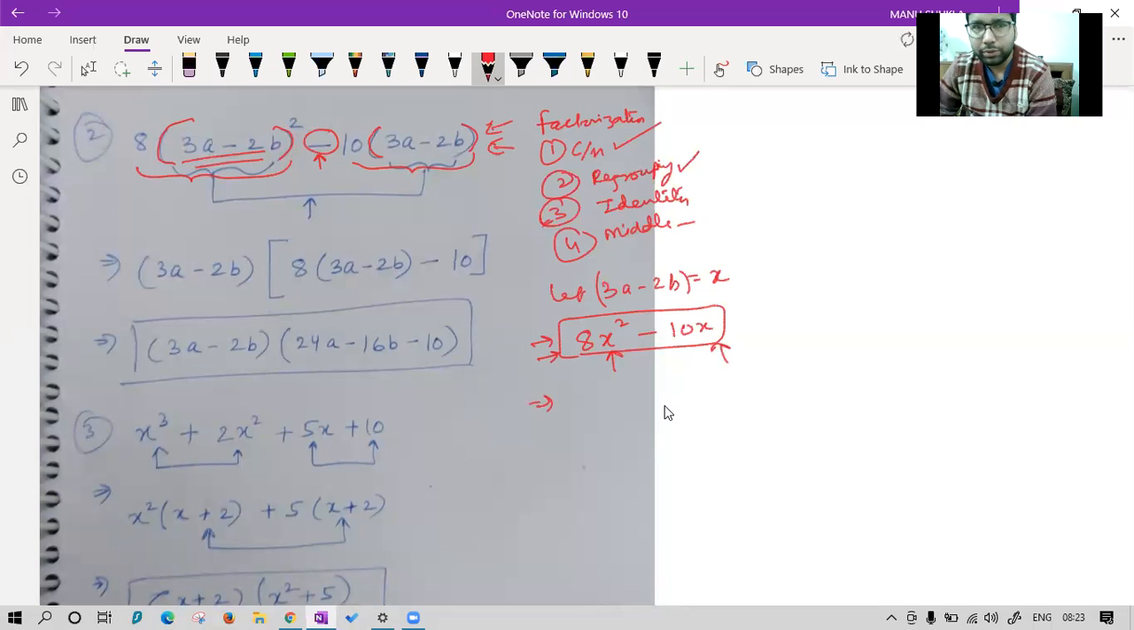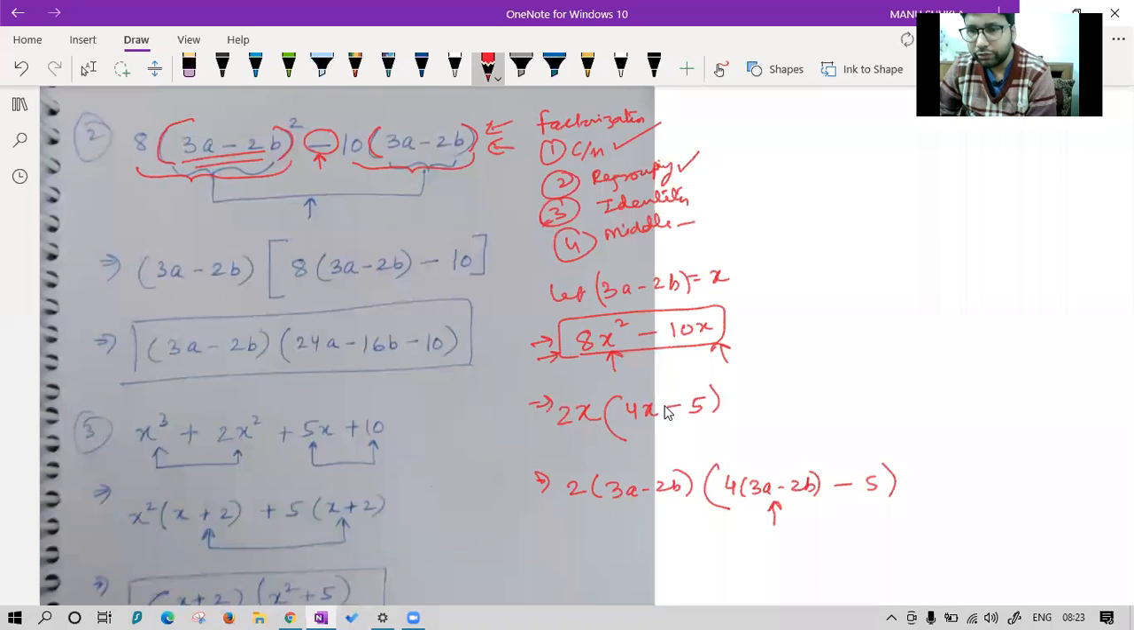Now easily you can take common from this. Please tell me what is common. x is common. Just take x common, or you can say 2x is common. So take 2x common. Inside we will get 4x minus 5. That's it. Now just put the value of x back. The value of x is what? 3a minus 2b. Again, 4 times (3a minus 2b) minus 5.